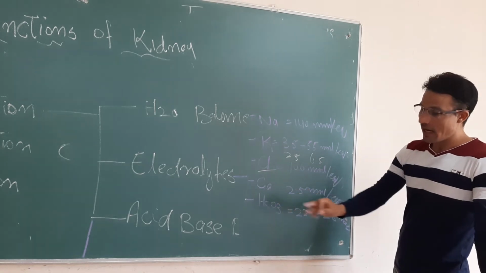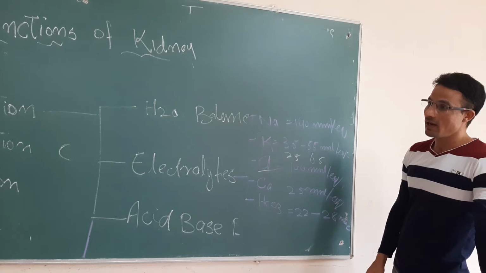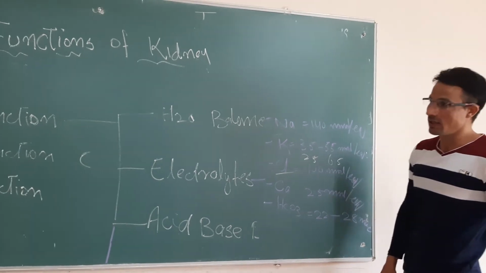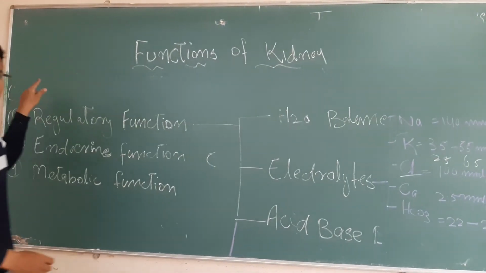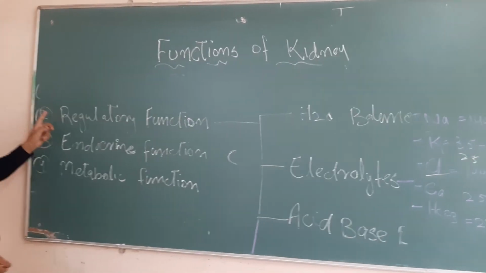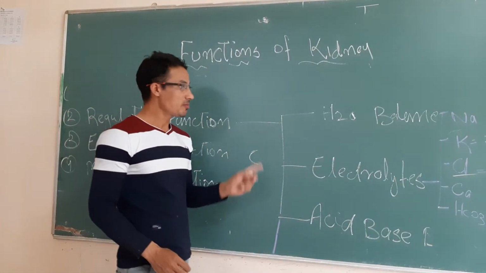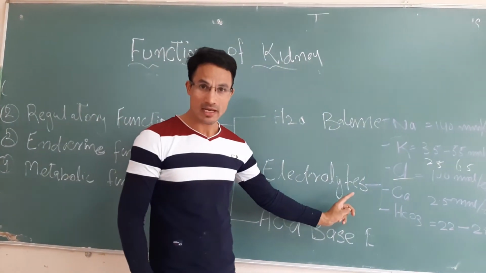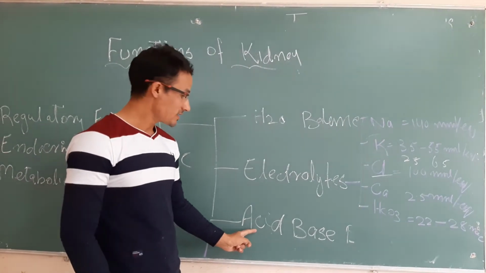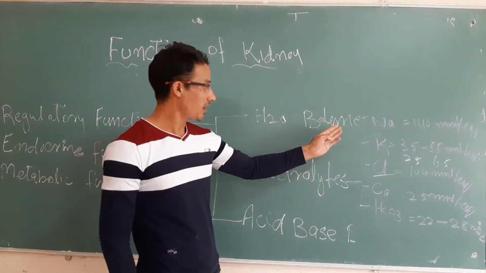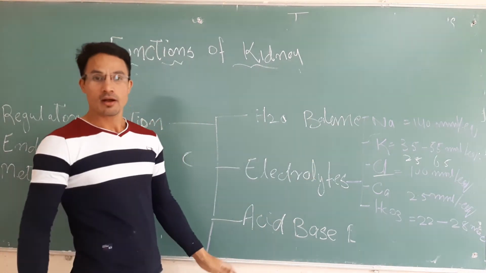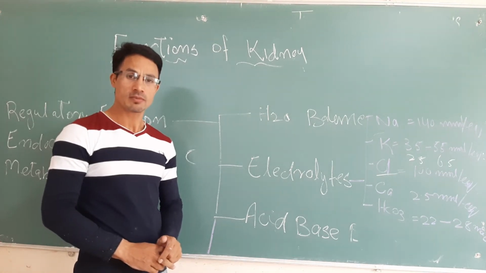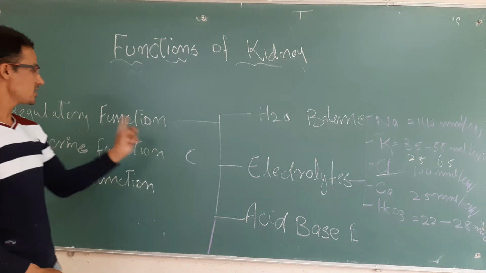Next is acid-base balance. It also regulates acid-base balance. This was the second function of the kidney. Let me explain again. The first function was the excretory function, and the second function is the regulatory function. It regulates the water balance, it helps to maintain the electrolyte balance in the body, and it also helps the acid-base balance. In the acid-base balance, it maintains the pH of the blood. The normal pH of the blood is 7.5. This was about the second function.